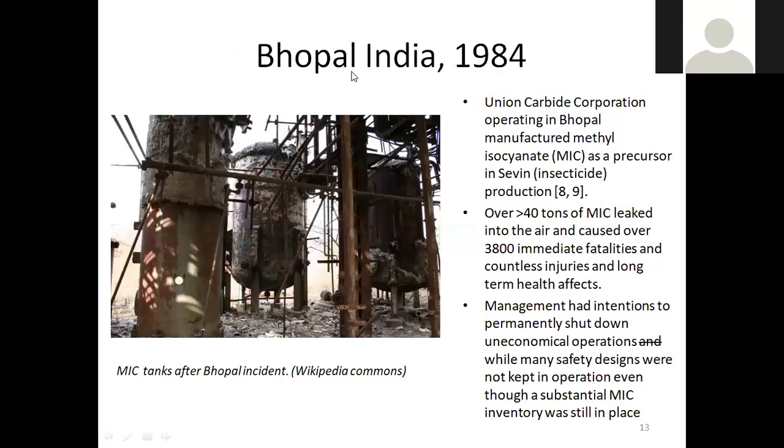The Union Carbide Corporation operating in Bhopal manufactured methyl cyanide. They are a company that manufactures it.